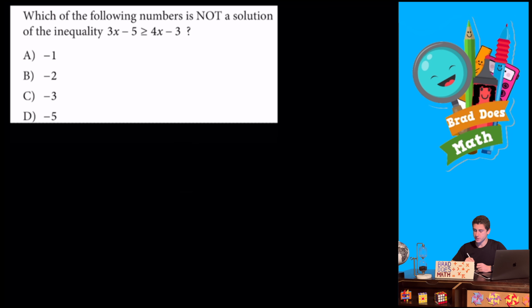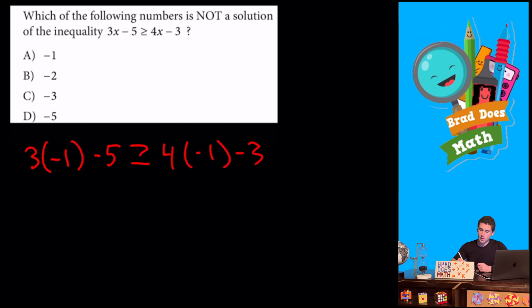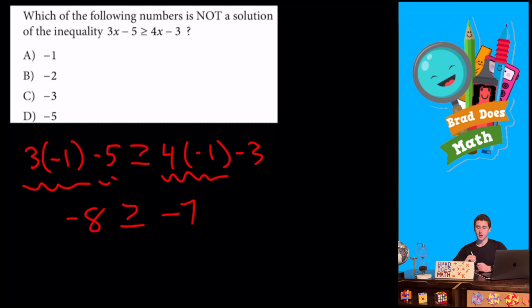true or false solution. So 3, and we'll try A, times -1 minus 5 is greater than or equal to 4 times -1 minus 3. And we get -3 minus 5, which is -8, is greater than or equal to -4 minus 3, which is -7. And we're looking for something that's not a solution. Is -8 greater than or equal to -7? It is not. Perfect. We're looking for a not.